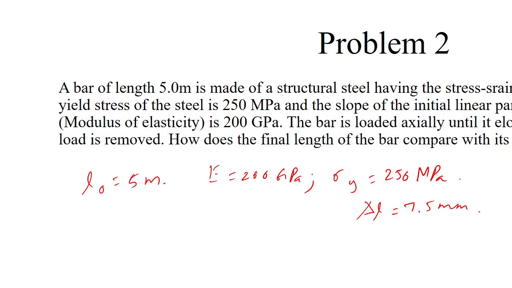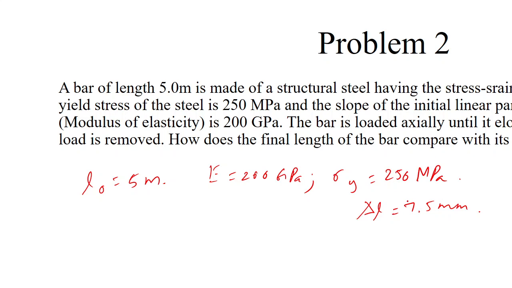Then what they are doing is they have loaded a specimen of mild steel in a UTM machine, and they have allowed it to elongate up to 7.5 mm, and after that they have removed the load. Now the final length of the bar is being asked compared to its original length.